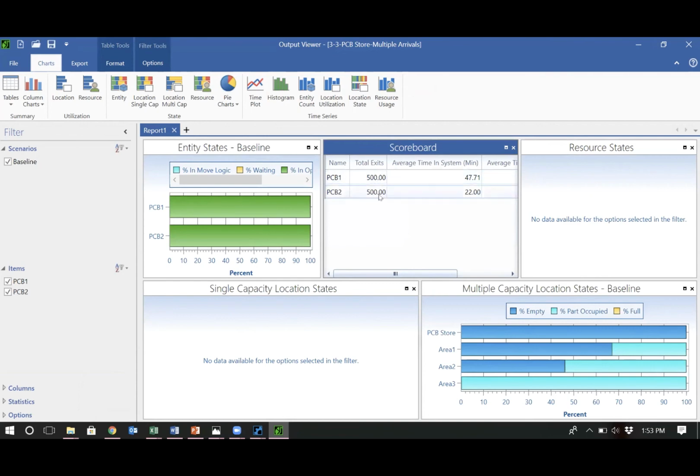Both PCB1 and PCB2 exit is 500. PCB1 took about 47 minutes to process. PCB2 took about 22 minutes to process.